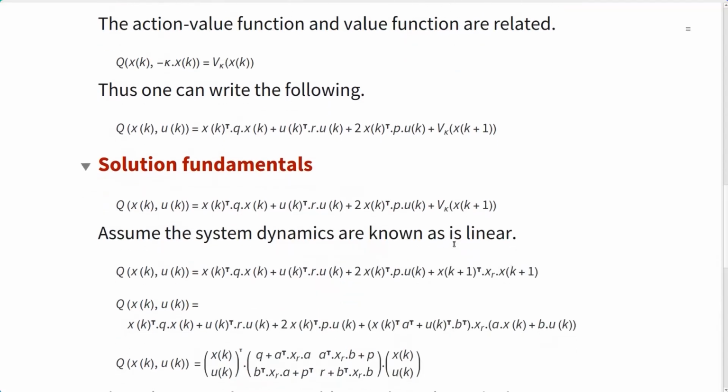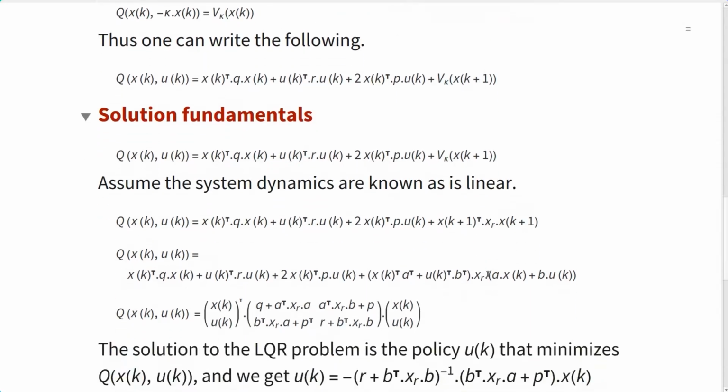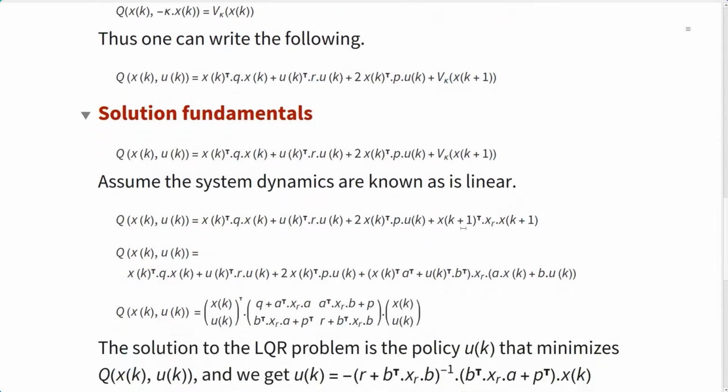And for now, let's assume that the system dynamics are known and linear, and see where it will lead us. Okay, so if the system dynamics is linear, then from control theory, we know that the value function is related to the state at xk plus 1 through the Riccati equation. And because we also assume that we know the model of the system, this xk plus 1 can be written in terms of the previous state and input.